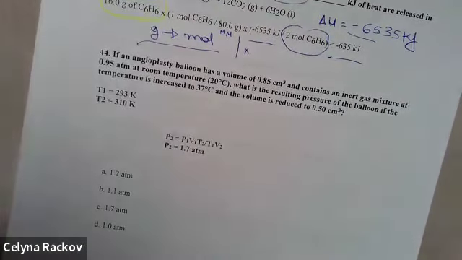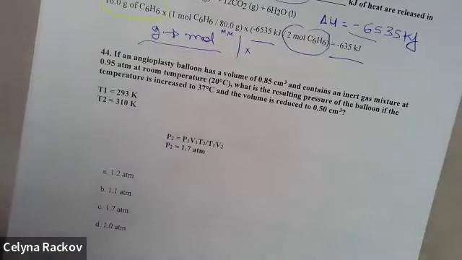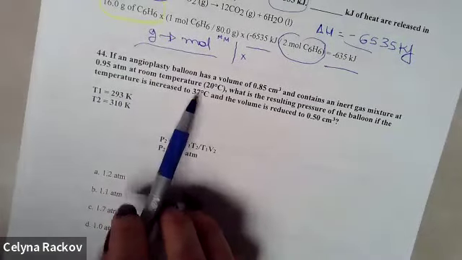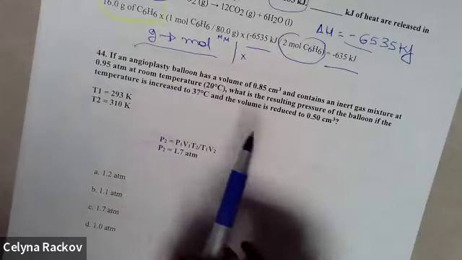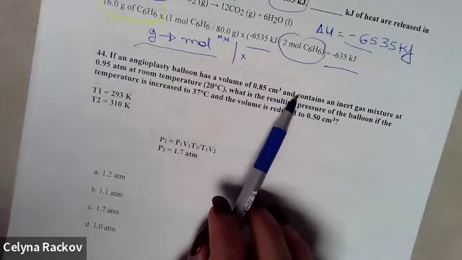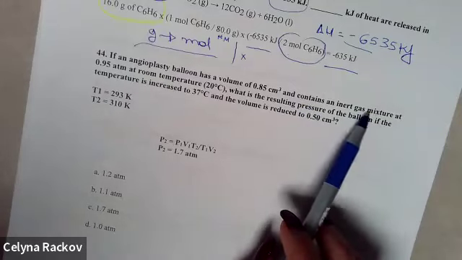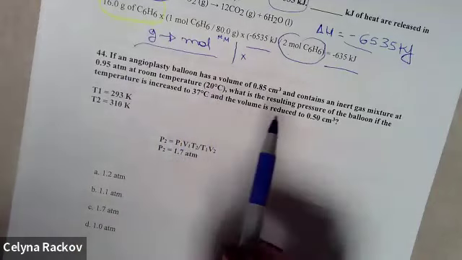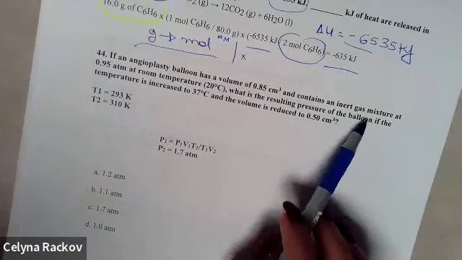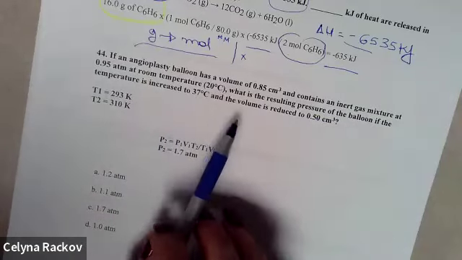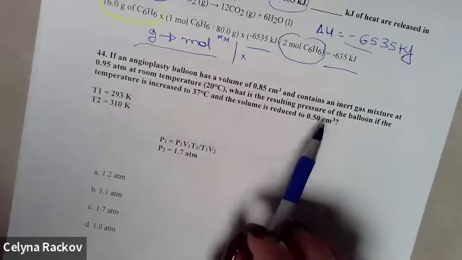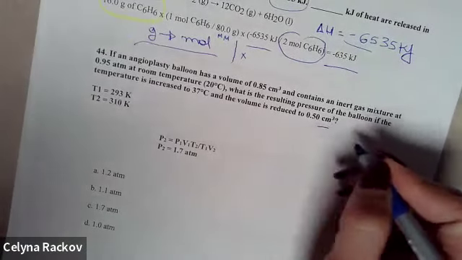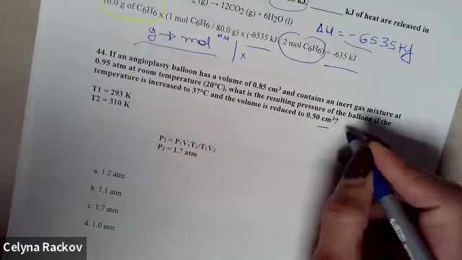Okay, sorry, there's another question. It's already answered here. So this is about gases, chapter 10, right? If an angioplasty balloon has a volume of 0.85 cubic centimeter and it contains an inert gas mixture at 0.95 atm at room temperature of 20 degrees Celsius, what's the resulting pressure of the balloon if the temperature increases to 37 degrees Celsius and the volume is reduced to 0.50 cubic centimeter? So you need to remember that a cubic centimeter is the same as a milliliter.